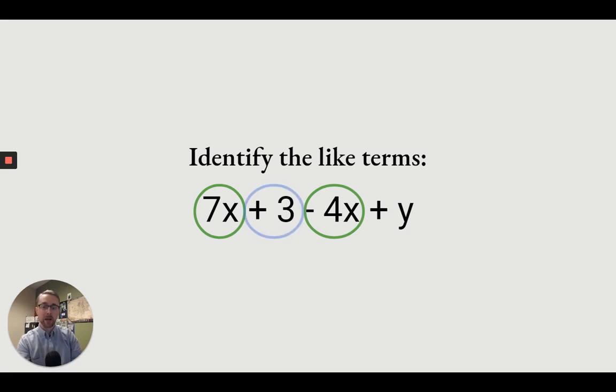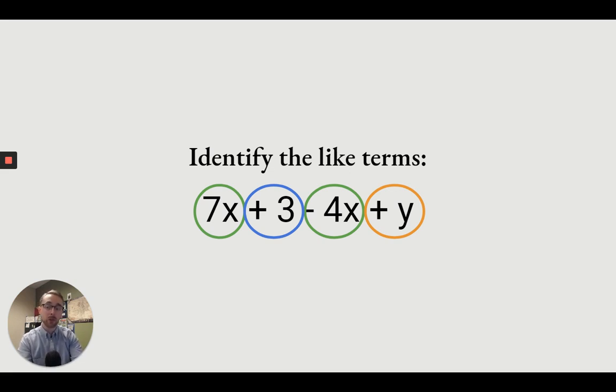Then I have positive 3. Is there any term like positive 3? And the answer is no, because 3 doesn't have a variable with it. And all of the other terms have variables. 7x and negative 4x, those are already taken. Y, that's just a variable by itself. So 3 actually is going to be by itself. And then similarly, we only have one term remaining, y. That's also going to be a term by itself. So there's nothing like 3. There's nothing like y here, but 7x and negative 4x are like.